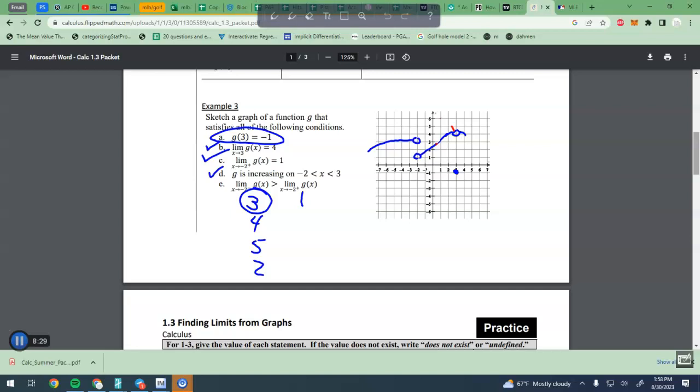Now I've got to make it an actual graph. So I just put an arrow here, because graphs don't typically just stop like that. It doesn't matter if you go up or down, just put an arrow, so you're representing this function that goes all the way.